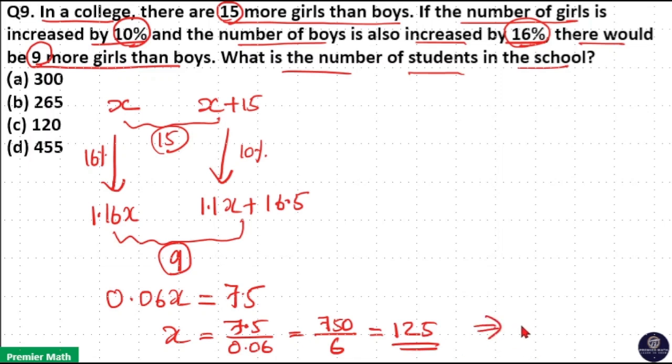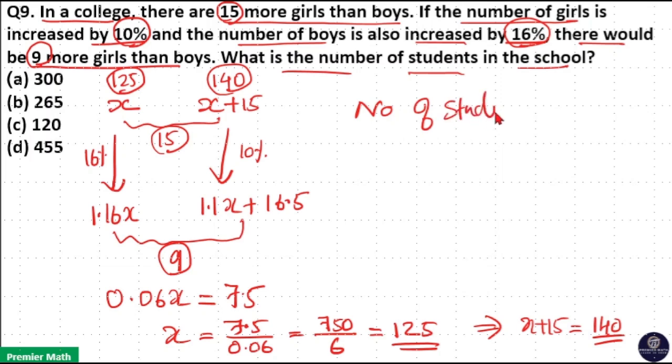That means x plus 15 is 125 plus 15, which is equal to 140. So x is 125 and x plus 15 is 140. That means the number of students is 125 plus 140, which is equal to 265. So option D is your answer.